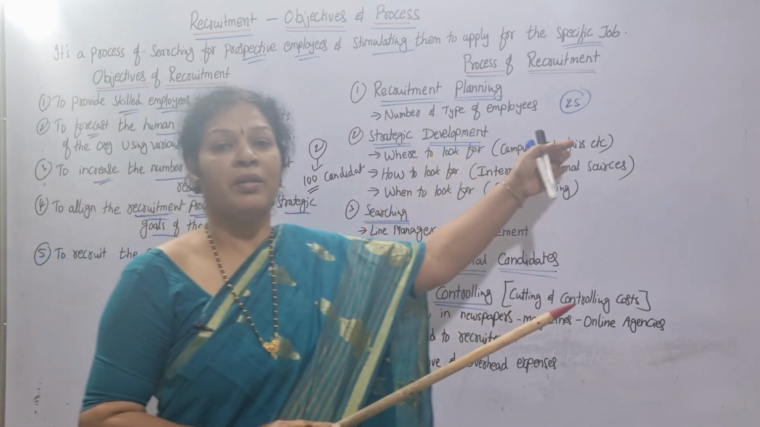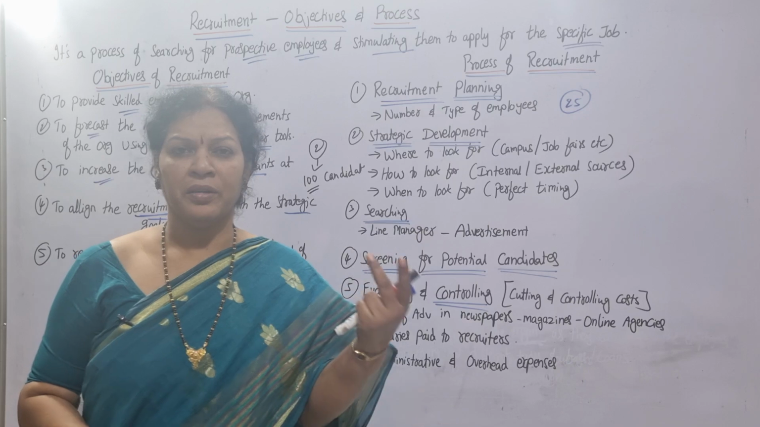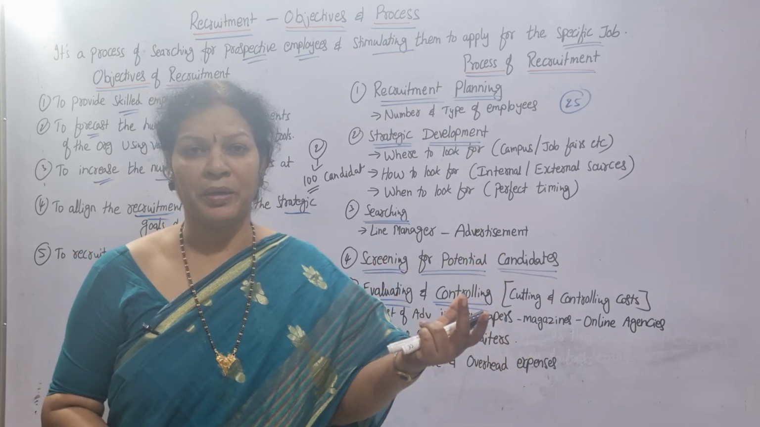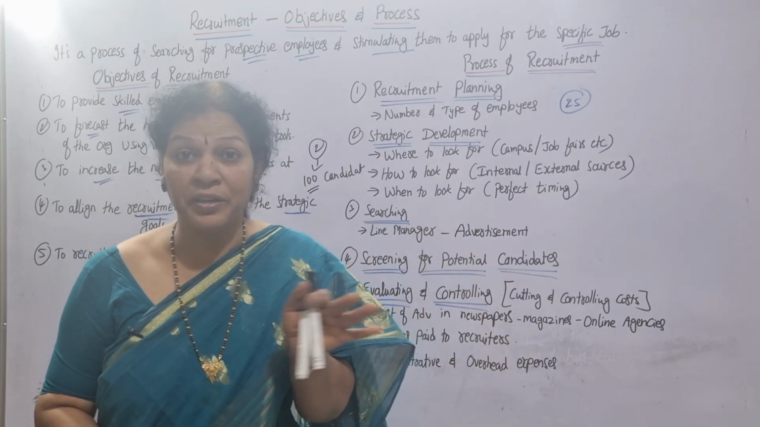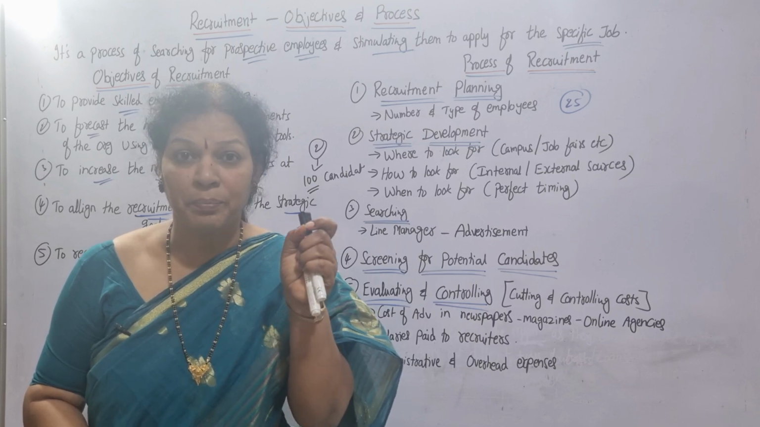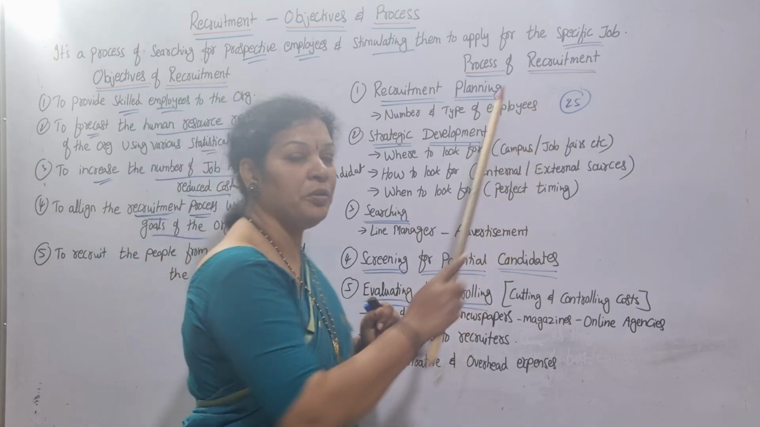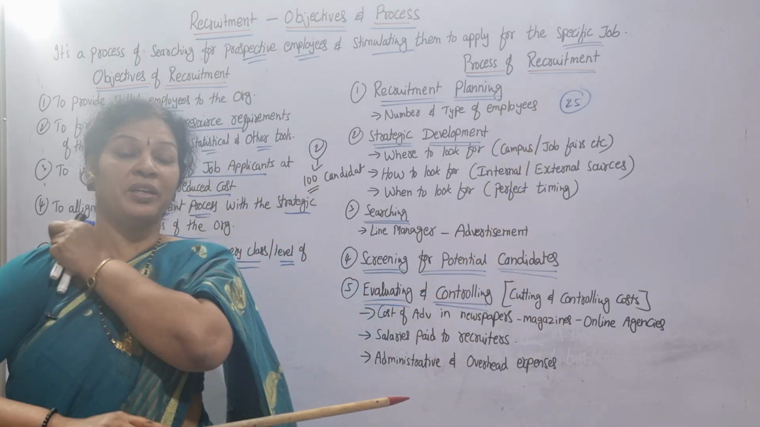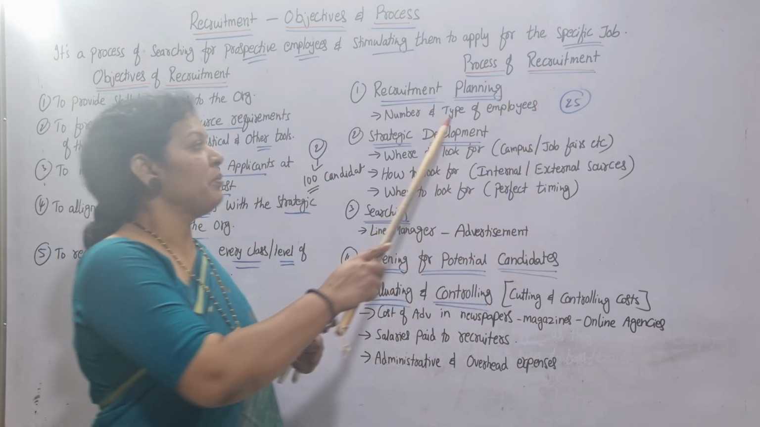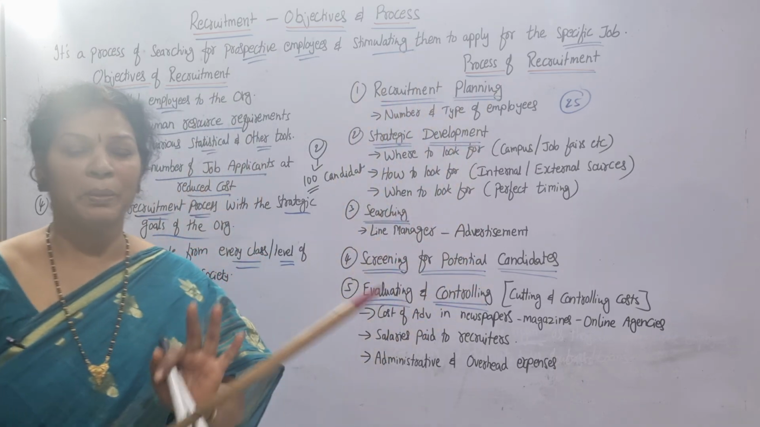This is from all the departments like production department, finance department, HR department or marketing department. Different employees are required. That number you have to get from the particular concerned department, then only this figure you are going to get. But out of that number, from which department, what type of employees you wanted. This is the first process, recruitment planning.